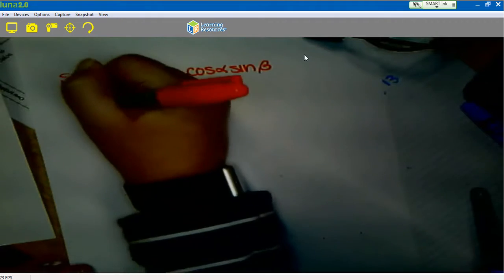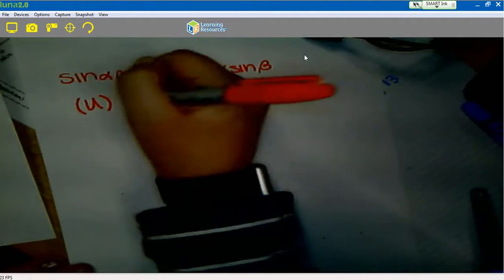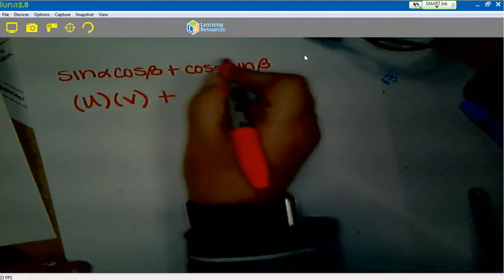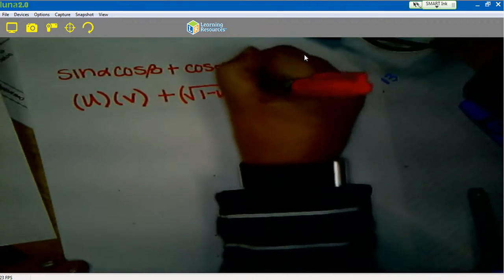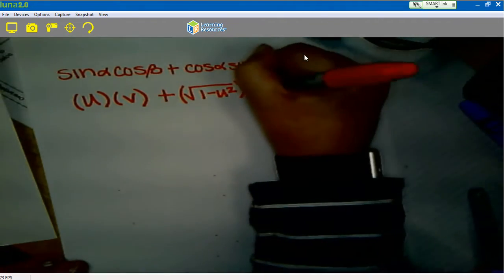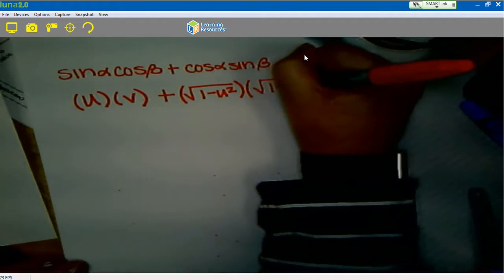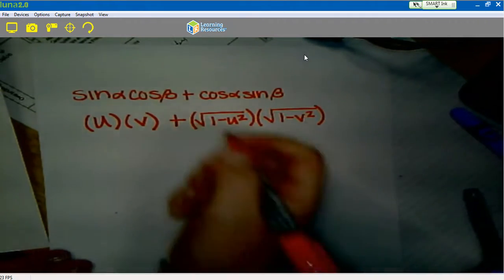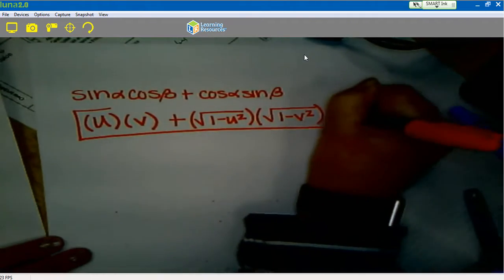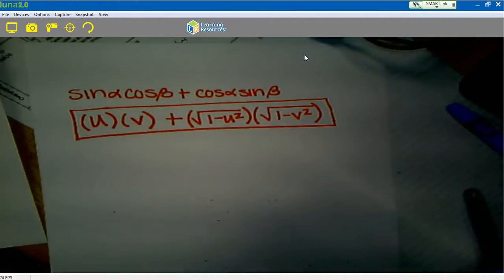Okay, so sine of alpha we identified as u. The cosine of beta, we identified that as v. Plus, the cosine of alpha, we identified that as the square root of 1 minus u squared. And the sine of beta, we identified that as the square root of 1 minus v squared. So that is your final answer. And I know that looks terrible, but that is the final answer.